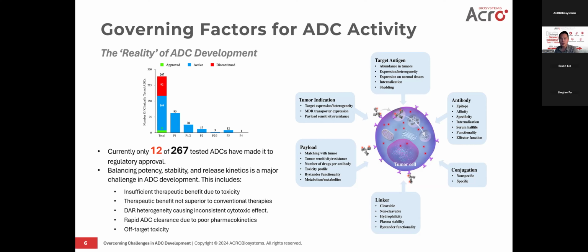It also means the ADC is being metabolized too quickly by the body. On the right, you can see there are different types of governing factors for ADC activity, from the target antigen, like the abundant expression level in the tumor versus normal tissue, heterogeneity of the tumor, internalization of the ADC, and shedding. Next is how the antibody itself binds to the target antigen, like the affinity, specificity, serum half-life, and effector functions. We also have factors like conjugation and linker methods. You can see it a little bit down there. Then different choices of payload options and tumor indication, like target expression and heterogeneity, of course, and the payload sensitivity and resistance. So a lot to consider.